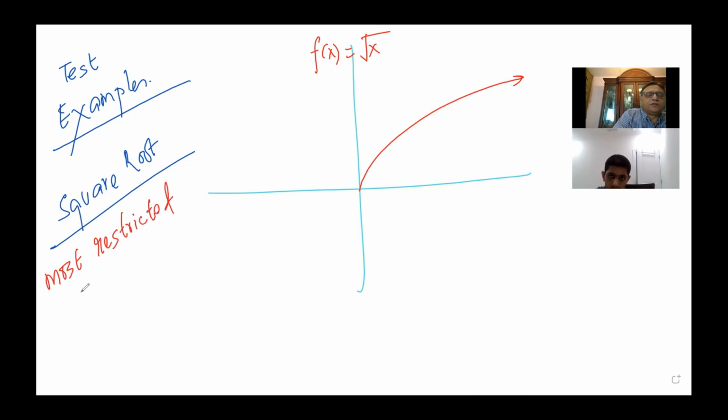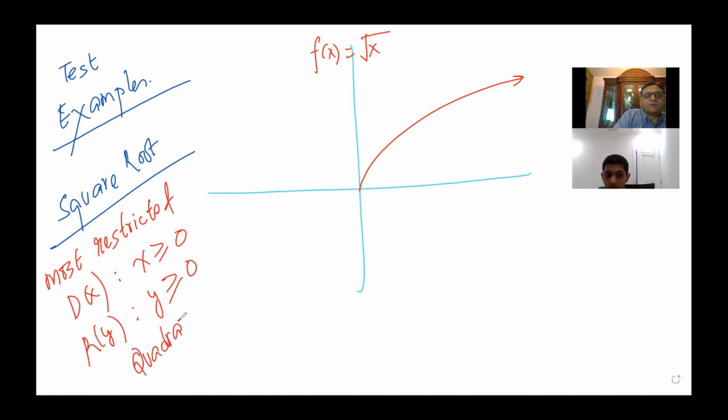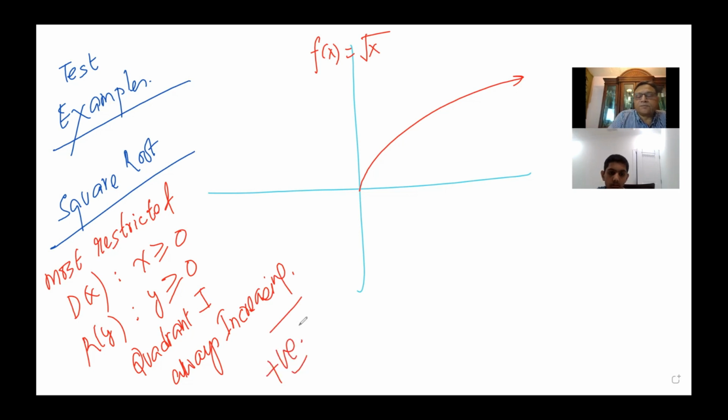Correct. So as you see, the square root function is most restricted. I mean to say the domain of the function is only on one side, which is x greater than or equal to 0, and range is also. So it is in only the first quadrant, correct? Also, what we notice about this is that it is always increasing. And it is positive. Is it clear to you?